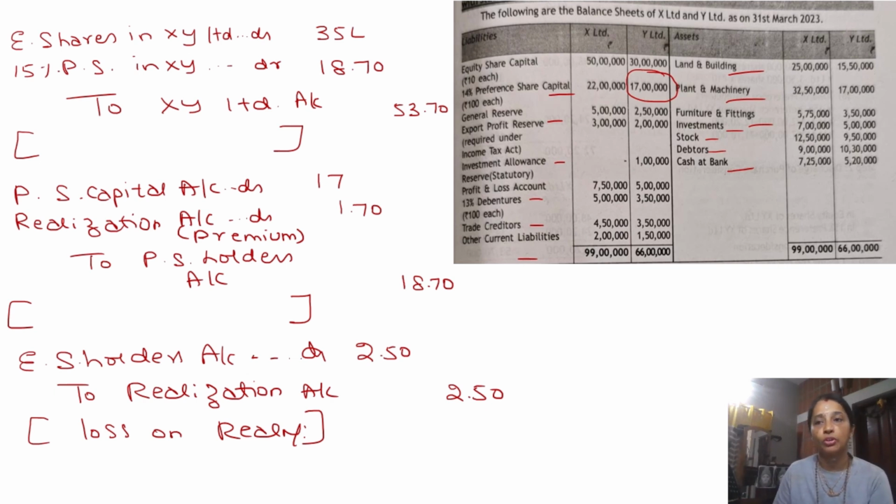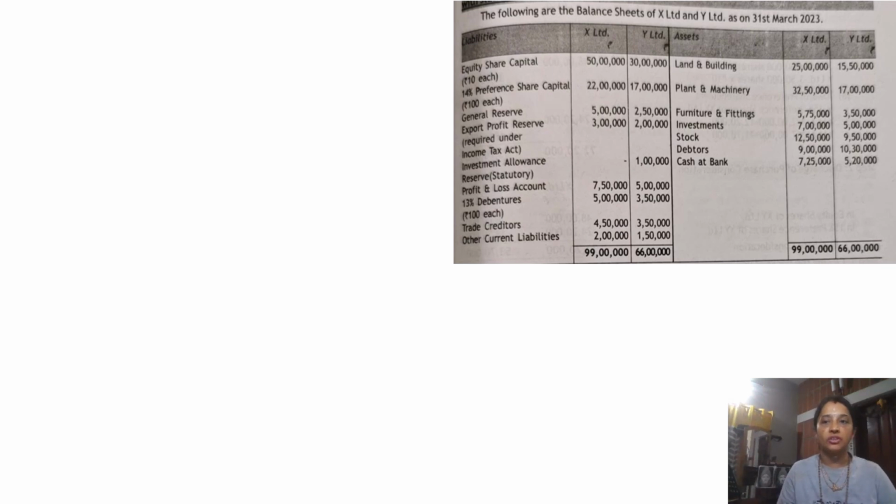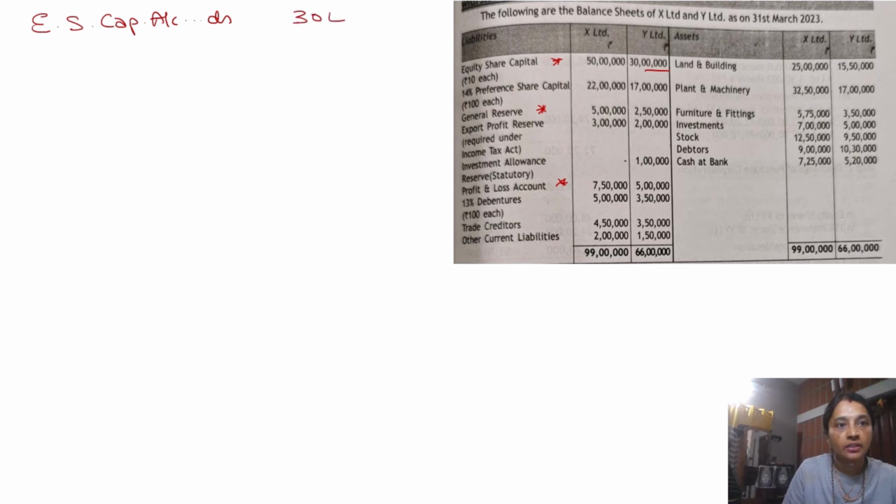So once you find out the profit or loss on realization, the next entry will be for transferring the equity share capital, reserves and surplus, general reserve and surplus to equity shareholders account. So the entry will be equity share capital account debit. How much is the equity share capital? The amount due is 30 lakhs. Debit. General reserve account debit. Reserve is how much? Reserve is 2,50,000.